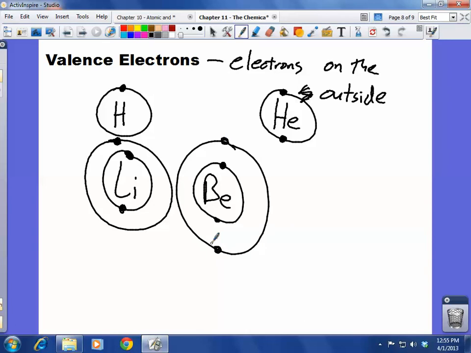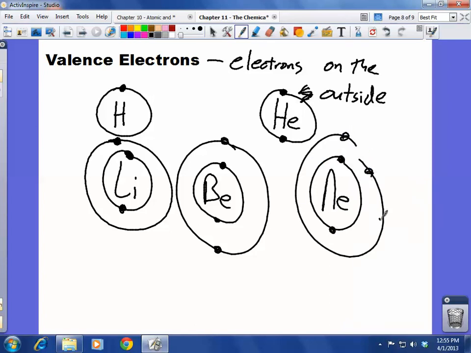And we keep going, we keep going, we keep going until we get to neon. Well, guess what? Neon, that 2nd orbit can only fit 8. So when I get to neon here, I have 2 electrons in this first orbit, 1, 2, 3, 4, 5, 6, 7, 8 in that second. That is beyond the scope of this class.